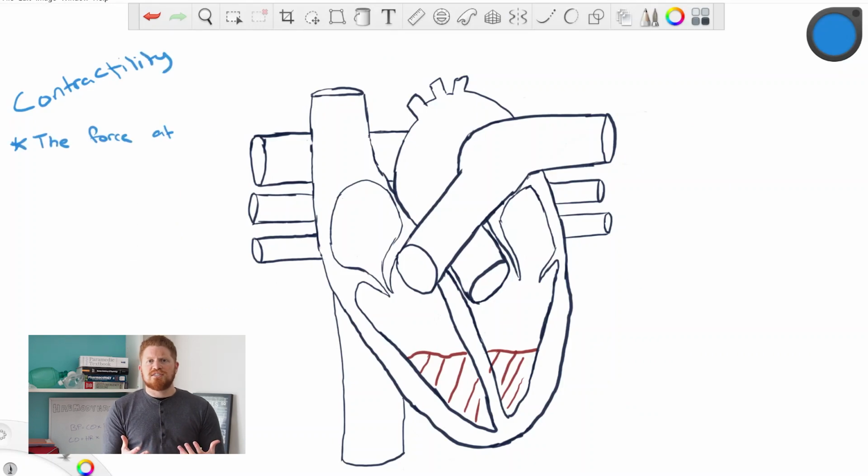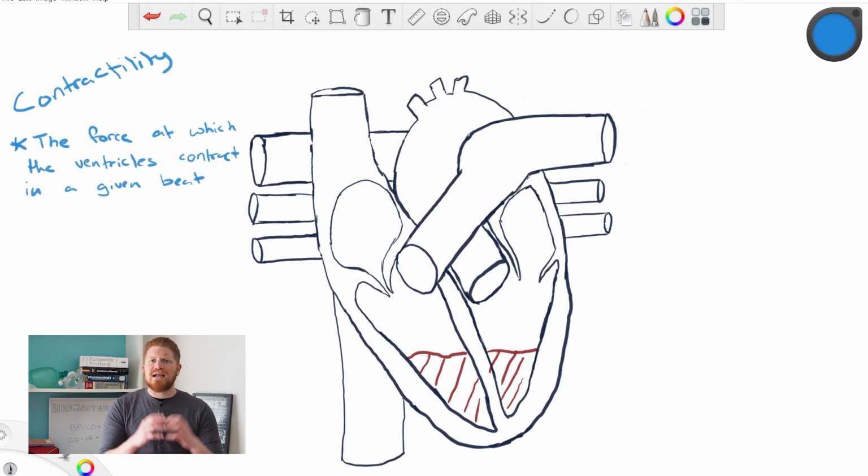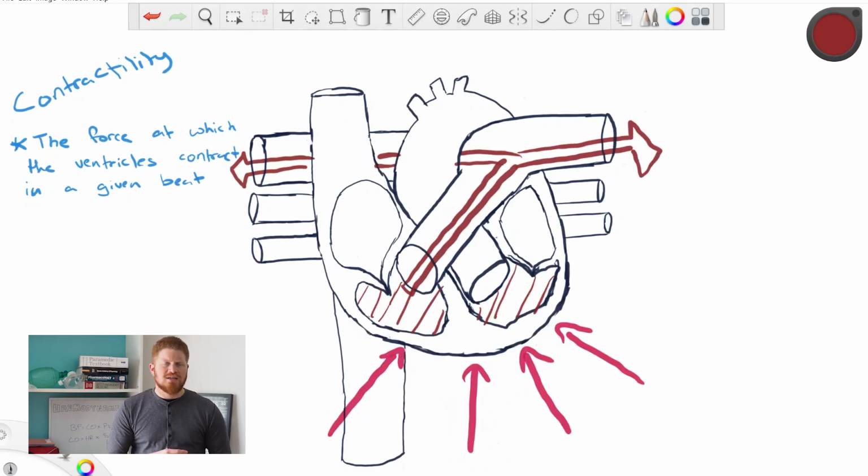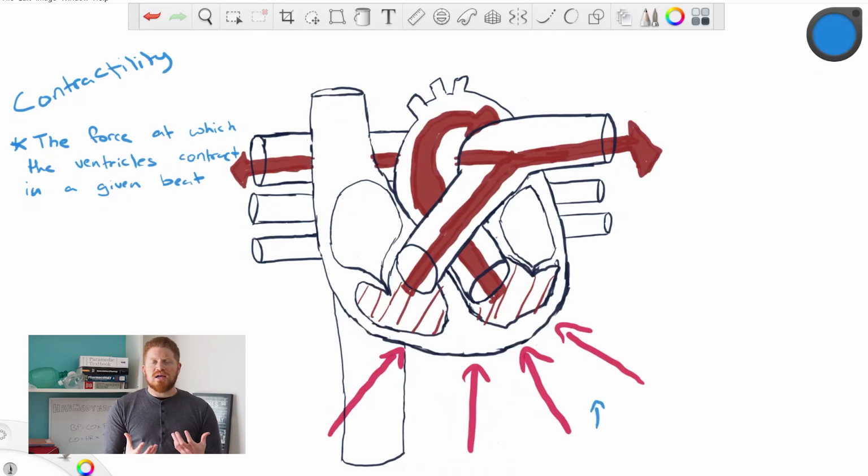Okay, let's move on to contractility. This one's a pretty straightforward one. The harder the heart contracts, the more blood it's going to push out in that single beat. There are several things that can influence myocardial contractility, one of which is preload, as we've already discussed, but there are several other things that can affect it as well.